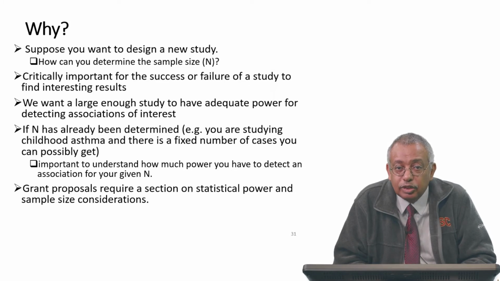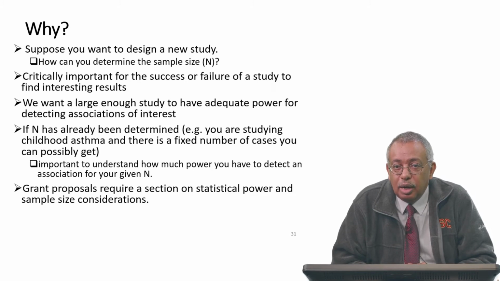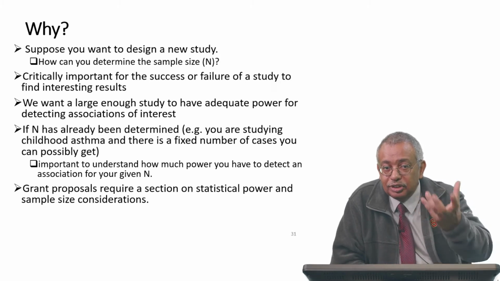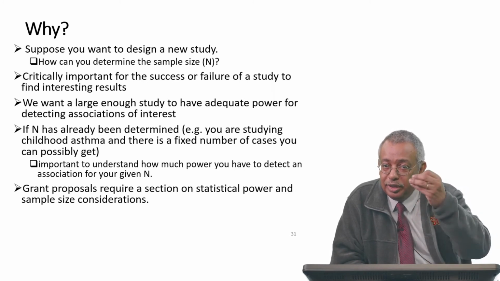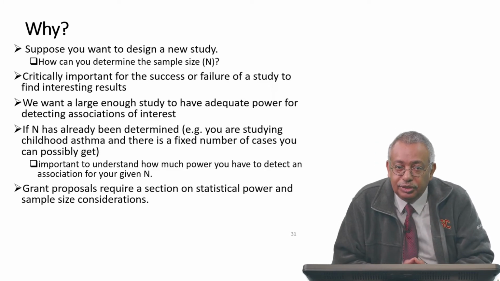If the sample size has already been determined due to some issues outside of your control, for instance, if you're studying childhood asthma, but there is a fixed number of cases that you can possibly get, then that could be your starting point. Then it becomes important to understand how much power you can have to detect an association for the given sample size of interest.